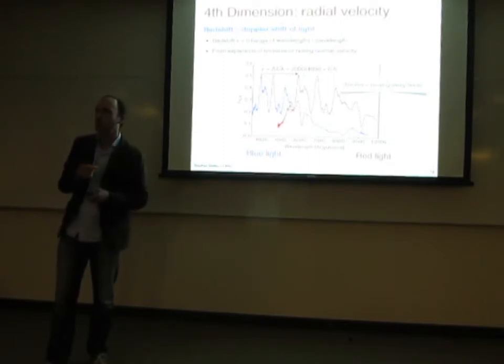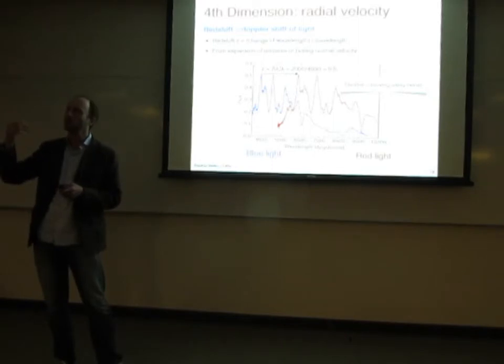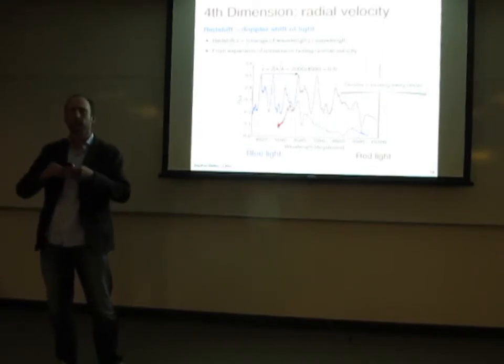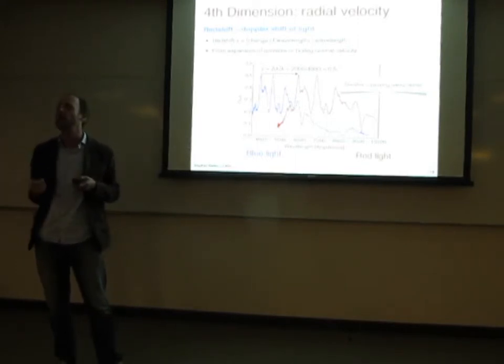There's a similar effect with light, that things that are moving towards us are slightly bluer and things that are moving away from us are slightly redder. For normal objects, we're moving slow enough that you don't see this effect, but when you're on galactic, intergalactic, universe scales, things are moving so fast you can actually measure this.